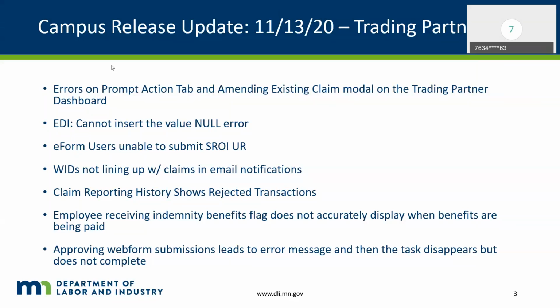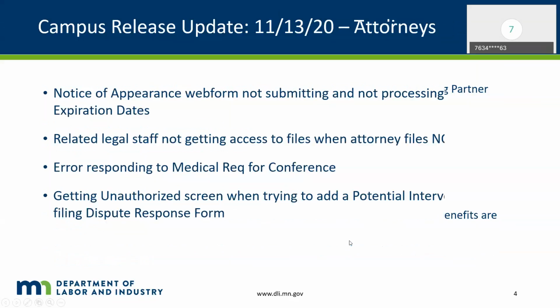So the next one. For attorneys, notice of appearance. The NOA form was submitting but not processing, and that one we did fix, and we have tested that with a couple of externals already, and that was working. Making sure that staff are getting related when the notice of appearance is filed, if they're related in the group, so that way the staff member does get on that case.